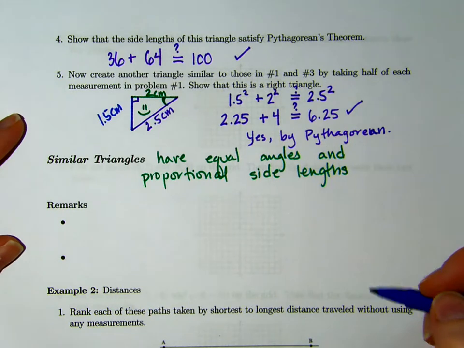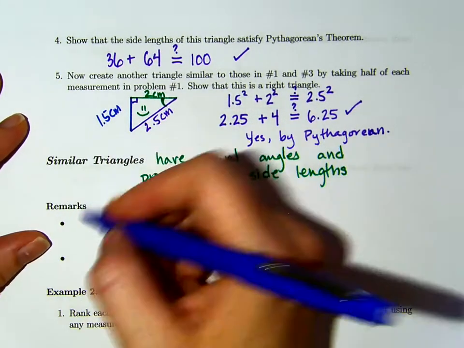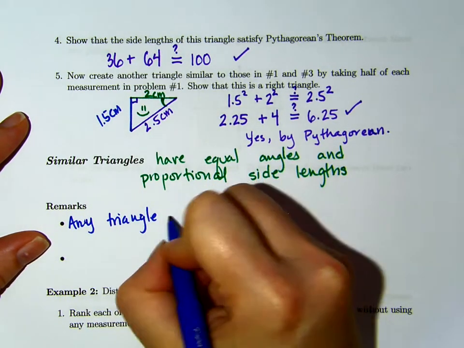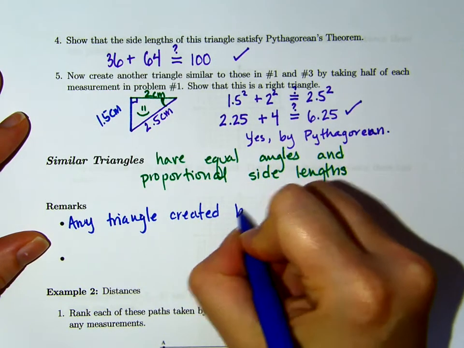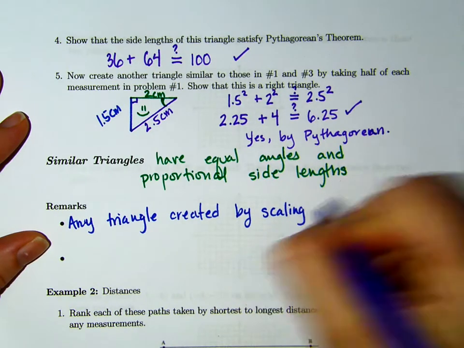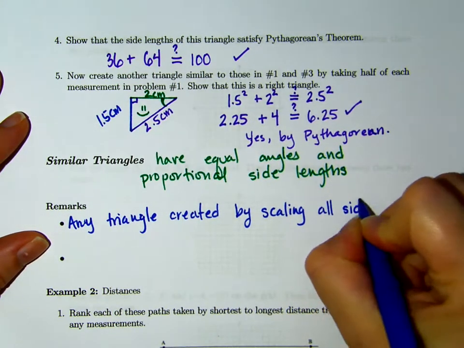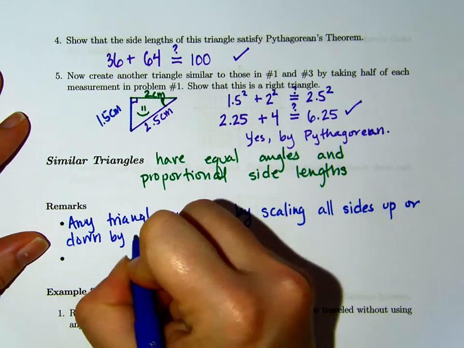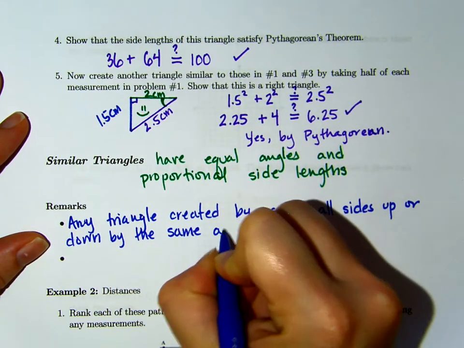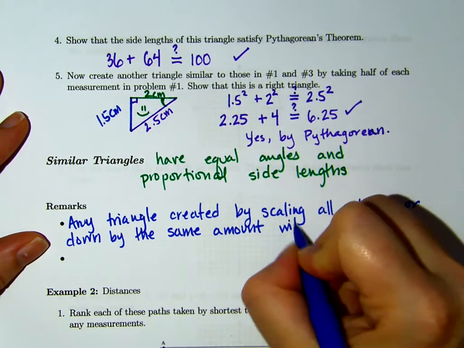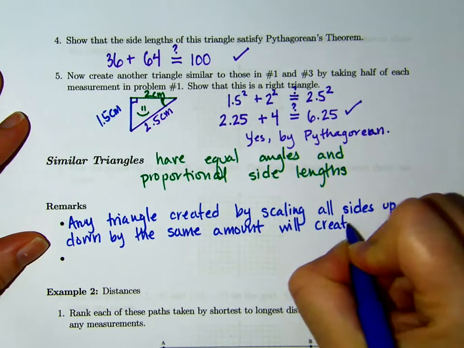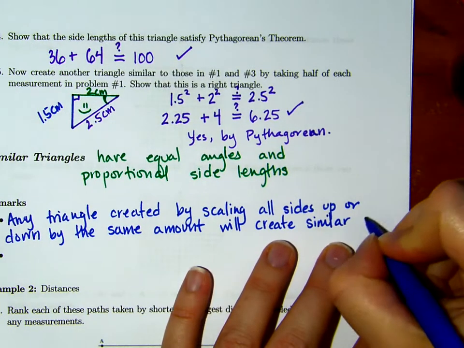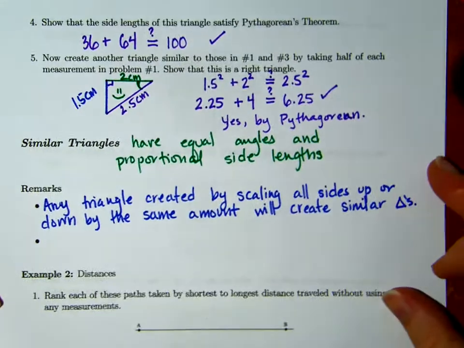Any triangle scaled up or down by the same amount will create a similar triangle. So, any triangle created by scaling all sides up or down by the same amount will create a similar triangle. Okay, just to squeeze it in there.